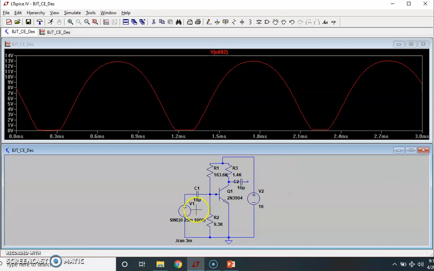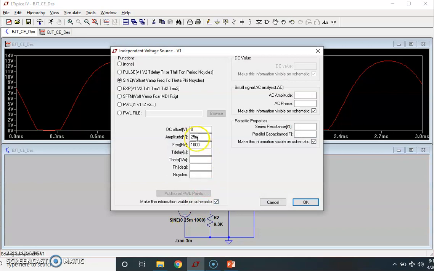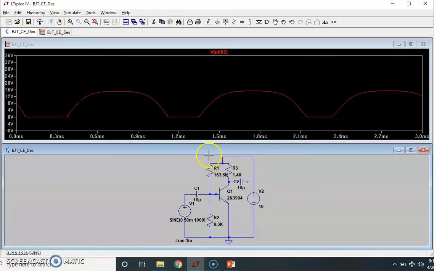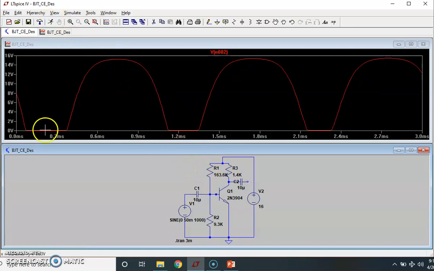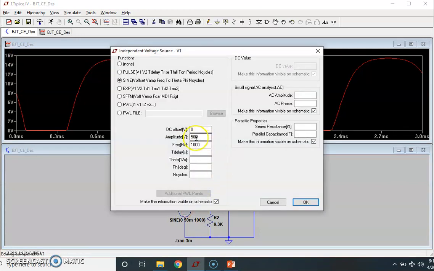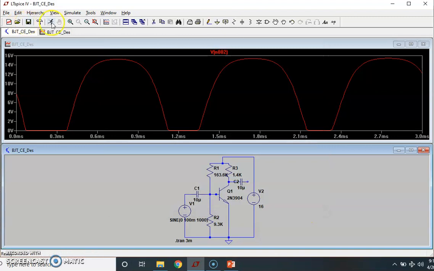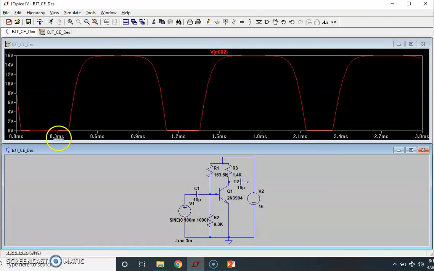So, for example, let's see what happens if I increase it to 50 millivolts. So you can have clipping at this side, but again a little far from the VCC, 16 volt. It's just because of the nonlinear effect of the VBE curve. How about this one? If I say 0.1 volt, it's clipping at both sides, right? So your transistor is working fine.